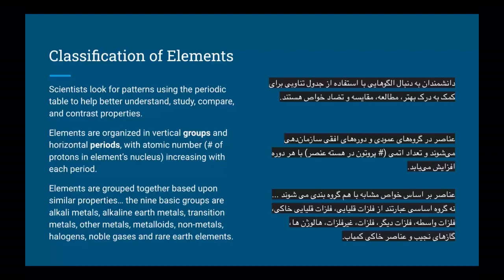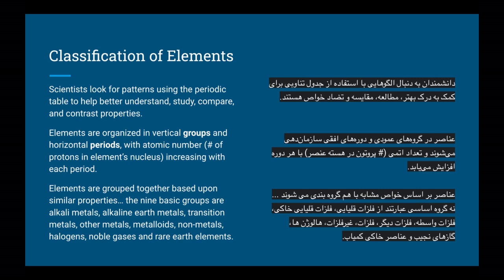Hi everybody, it's Julia again, and I'm from Massachusetts, and today we're going to be talking a little bit about the classification of elements. So scientists look for patterns using the periodic table to help better understand, study, compare, and contrast properties. Elements are organized in vertical groups and horizontal periods, with atomic number, also known as the number of protons in an element's nucleus, increasing with each period.